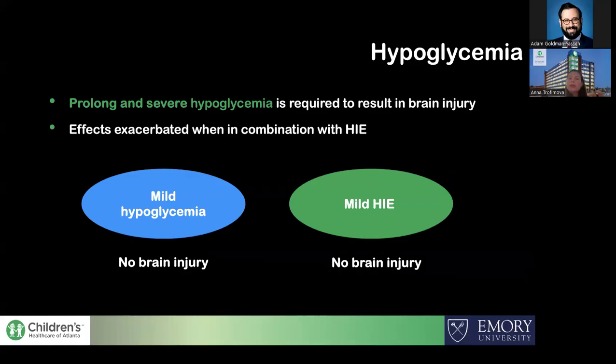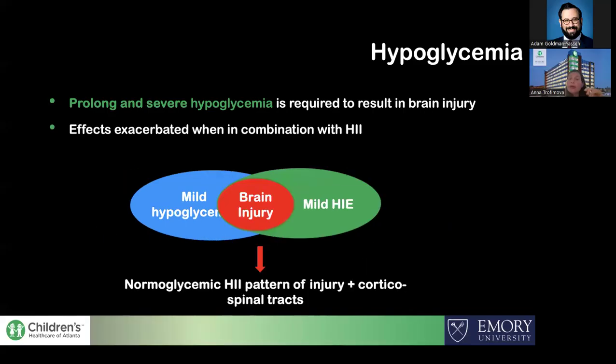So basically, on its own, mild hypoglycemia or mild hypoxia or ischemia usually does not result in any brain injury. However, if we put them together, they have a potential to result in brain injury, which will have the pattern of hypoxic ischemic injury plus involvement of the corticospinal tracts.